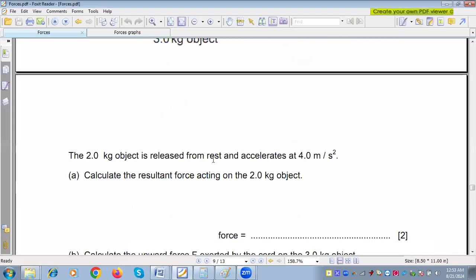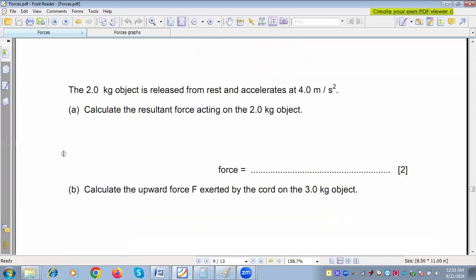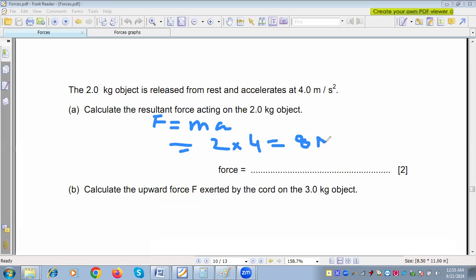The 2 kilogram object is released from rest and accelerates at 4 meter per second square. Calculate the resultant force on the 2 kilogram object. So what will be the resultant force? F equals to ma. Mass 2 into 4 equals to 8 Newton. This is the resultant force acting on the 2 kilogram object.